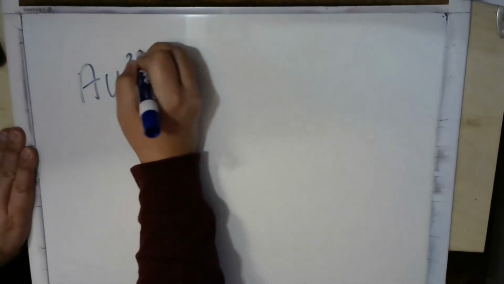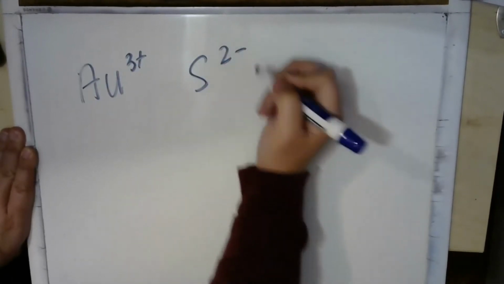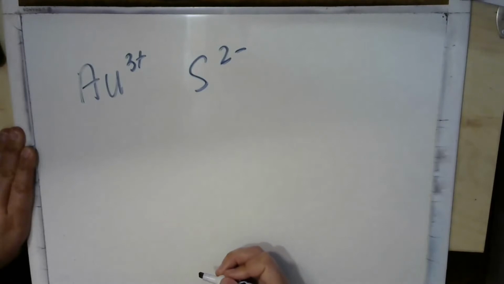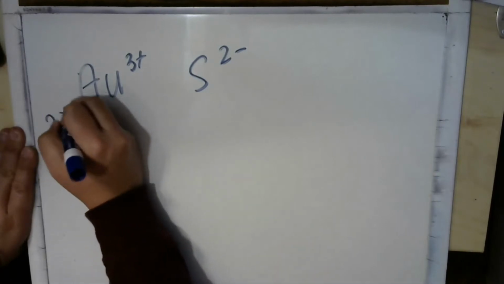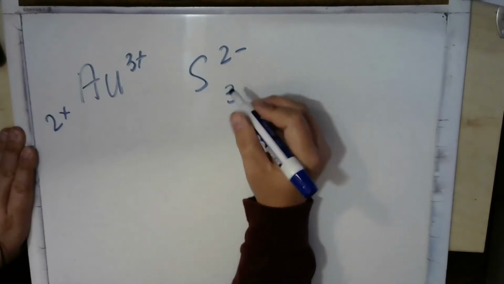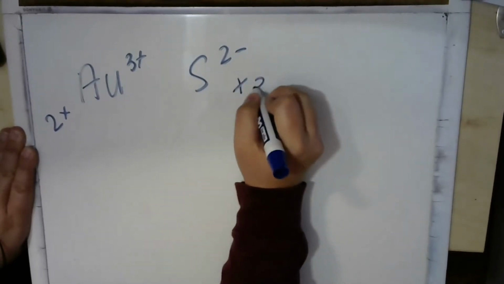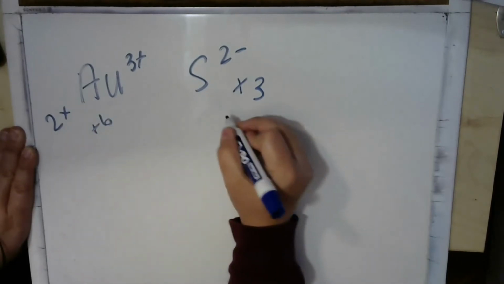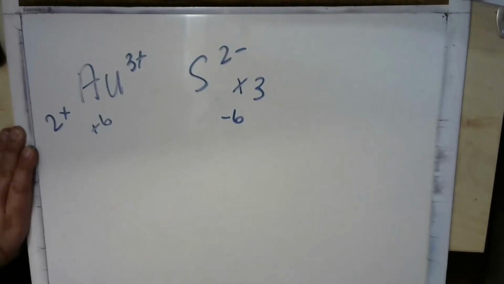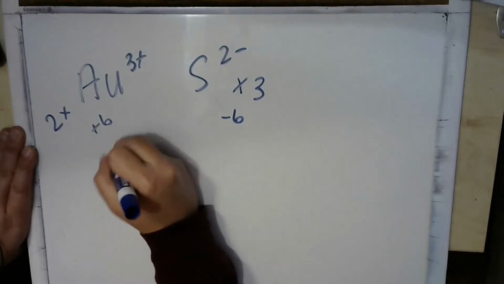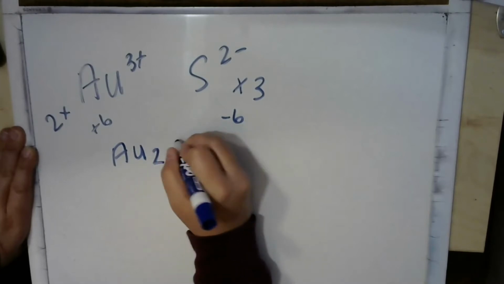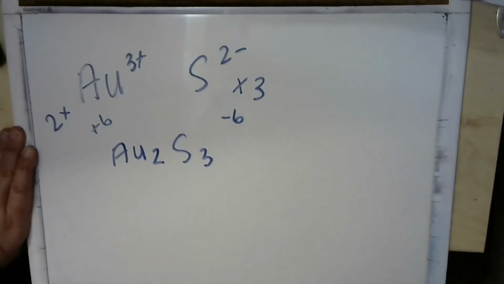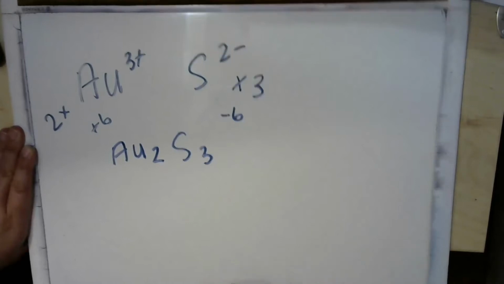Okay. Next example, gold 3 sulfide. So we know we have Au3+ and S2-. That means that we're going to need 2 golds to balance the charge of 3 sulfurs, so that we have a +6 on the cation side and a -6 charge on the anion side. So our formula would be Au2S3.